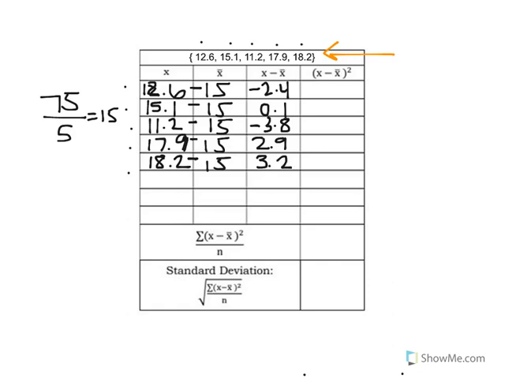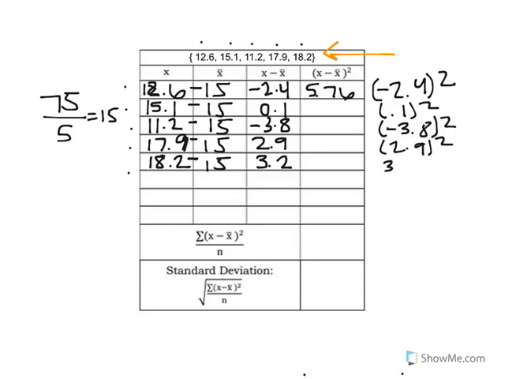That's what that little symbol means. You're going to take your data value minus your mean. Now, this is the same symbol as our last step, but now we're going to square them. Everything is basically going to come out positive when we square it. So I have negative 2.4 squared. I'm going to do my work over here so you can see it. When I put that in the calculator, I get 5.76. I'm going to write these all out: 0.1 squared, negative 3.8 squared, 2.9 squared, and 3.2 squared.